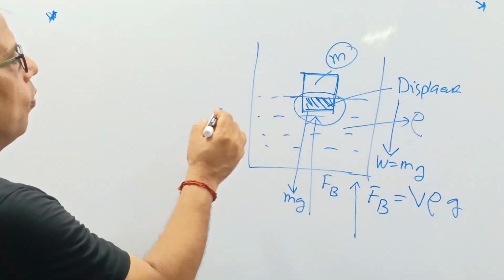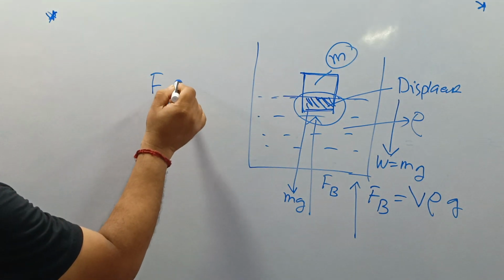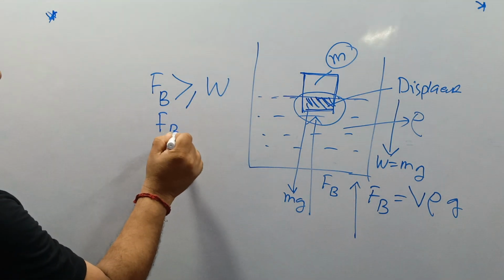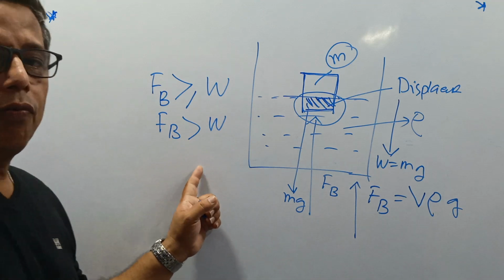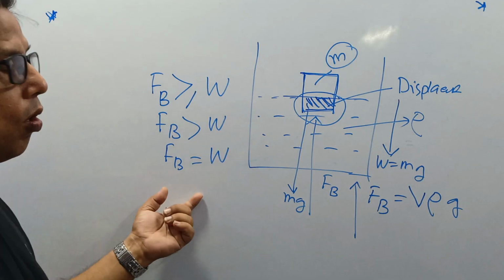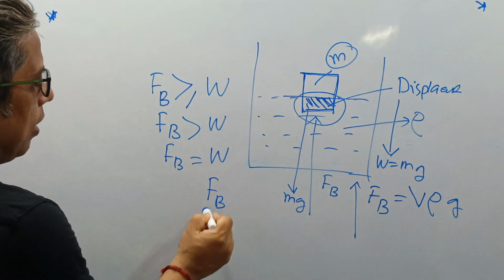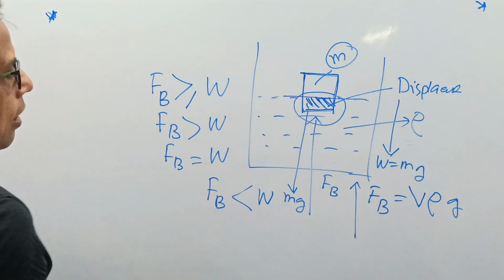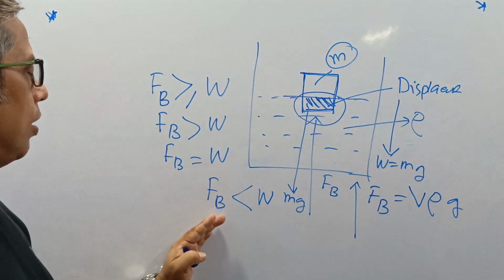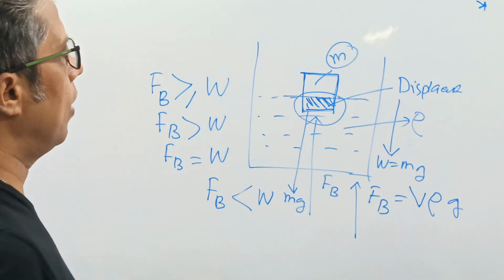So floating means whenever FB is greater than or equal to the weight of the object. If FB is greater than weight, then the object will float. If the force of buoyancy is equal to the weight, the object will float in some condition. Now, if FB is lesser than weight, then the object will sink. So this is called the condition of sinking. Fine. Now, what happened here?